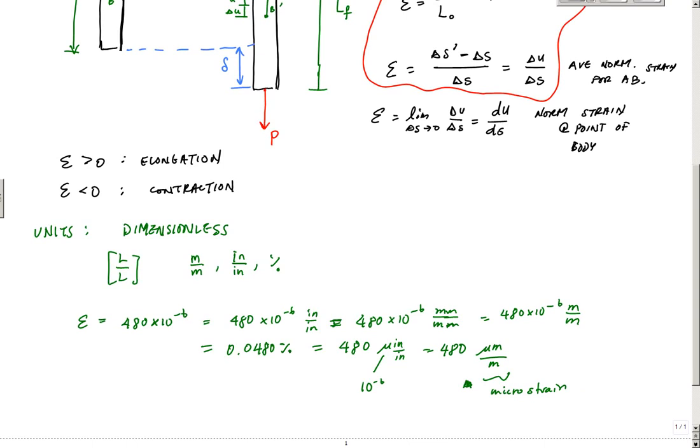And these are some of the units. Hopefully you got a feel for normal strain, how it's calculated at least. And then we'll do some example problems later on.